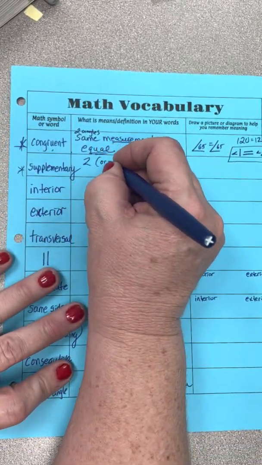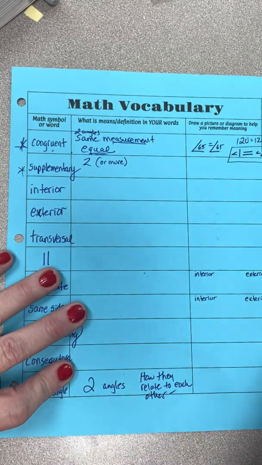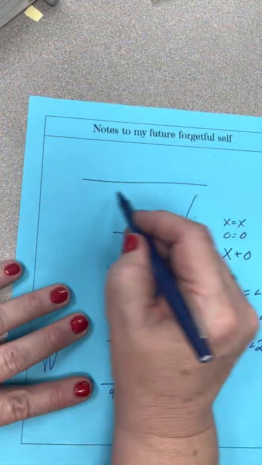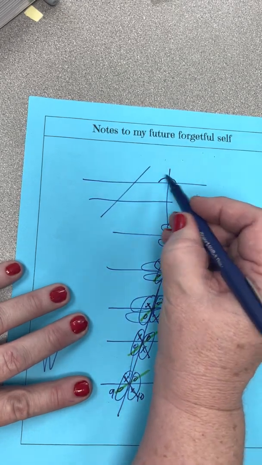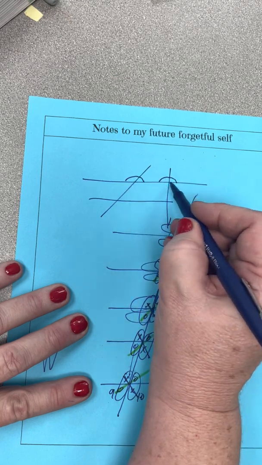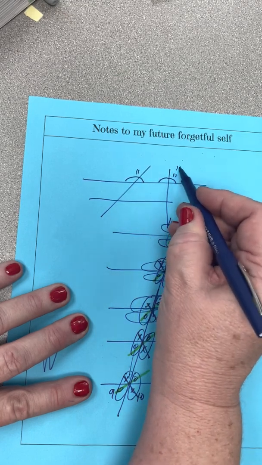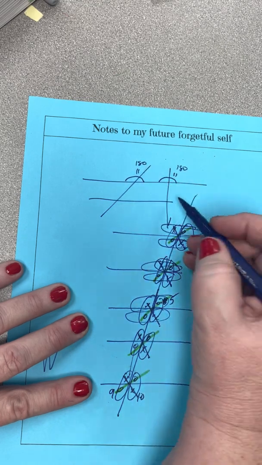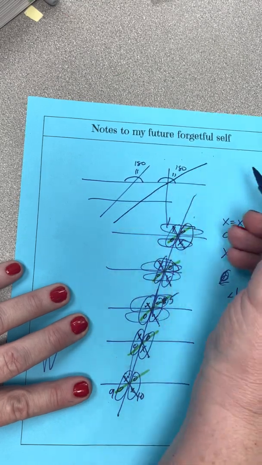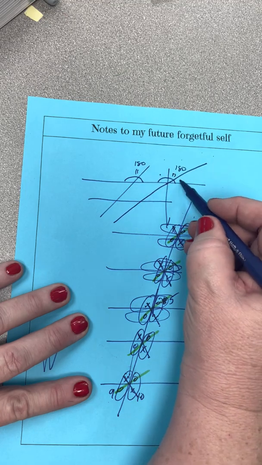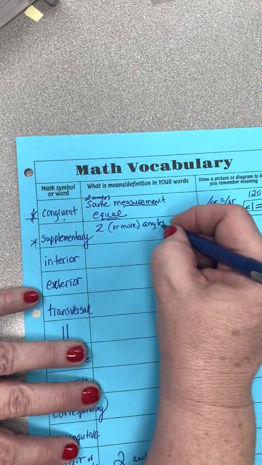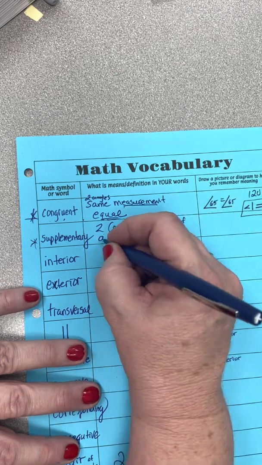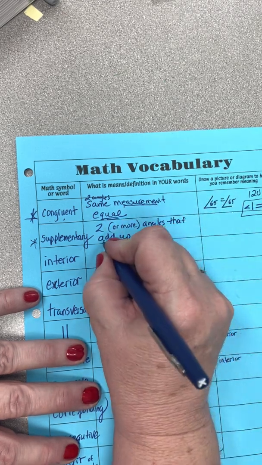2, and I'm going to put or more, because sometimes if we do have 2 different angles, I'm going to have supplemental here and here. Now, they're not going to be the same angles, but both will equal 180. And then sometimes I might have this. Now I have 1, 2, 3 angles that equal 180. So it could be more than 2 in certain circumstances. But 2 or more angles that add up.